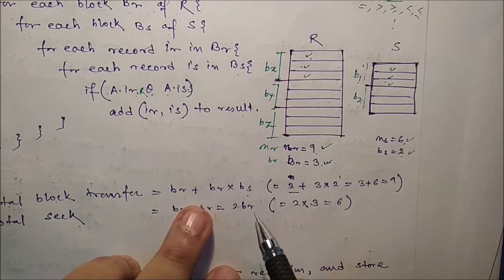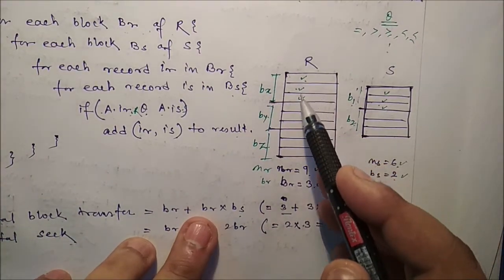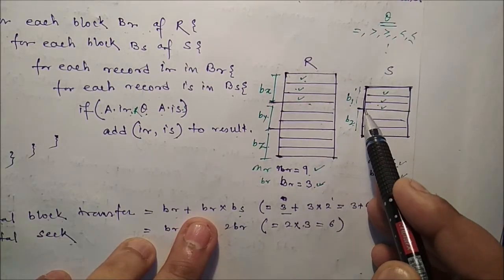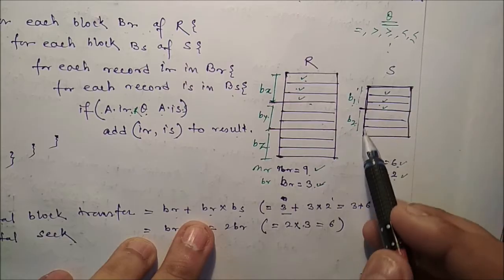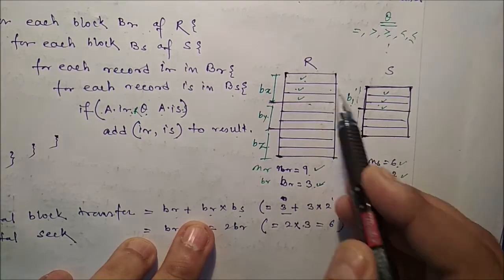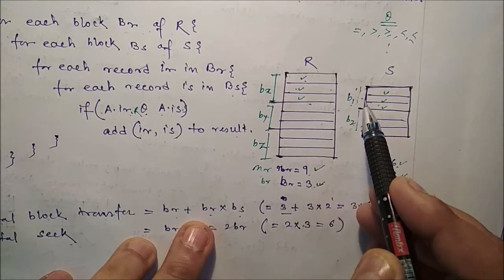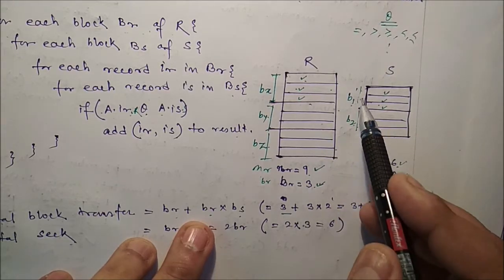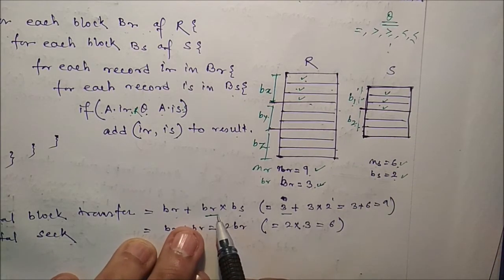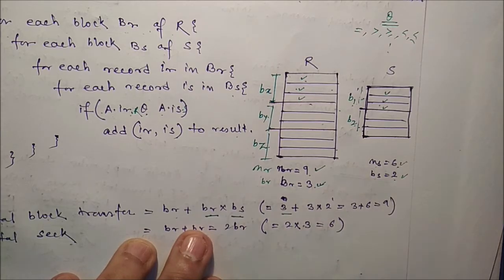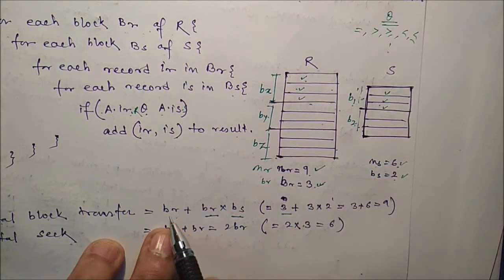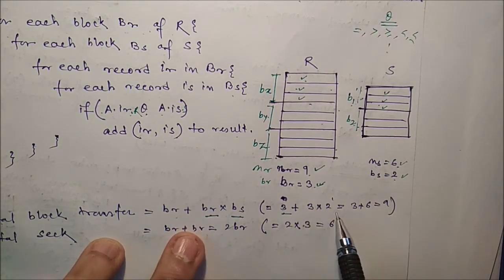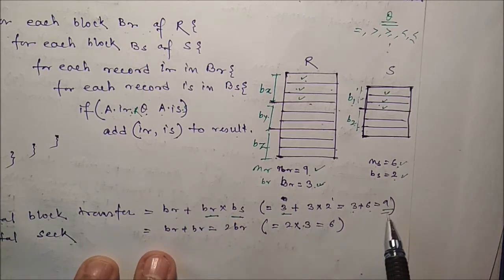Are you getting this one? Now for each and every block, so for this particular block we have to fetch the other blocks. So for each and every block of BR we have to fetch BS number of blocks. So for this block we have to fetch this one and this one. For this block we have to fetch B1, B2. For this block we have to fetch these two. That means for each BR we have to fetch BS number of blocks. And this BR is 3. And this one is 3 into 2. That is what? 3 plus 3 into 2, it is 9. So total block transfer is 9.